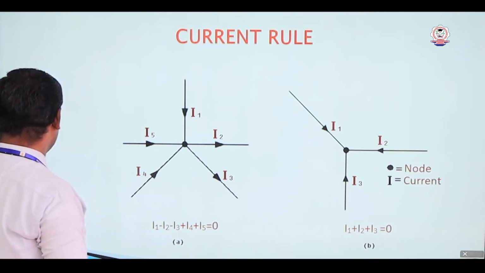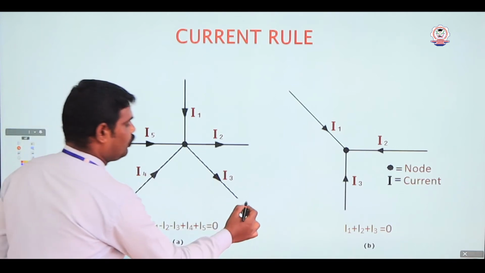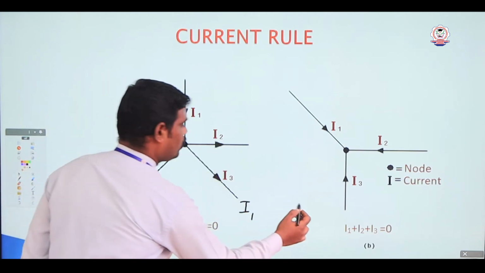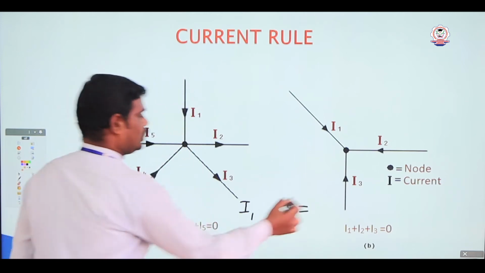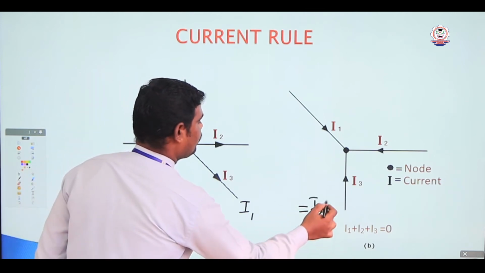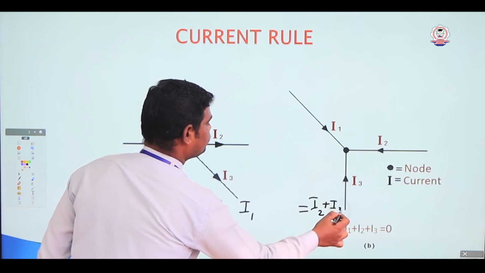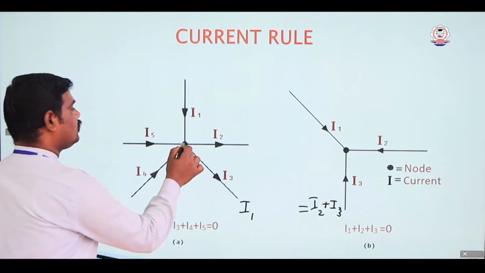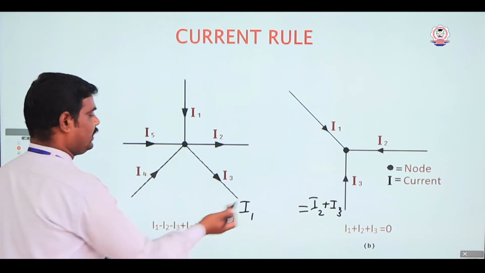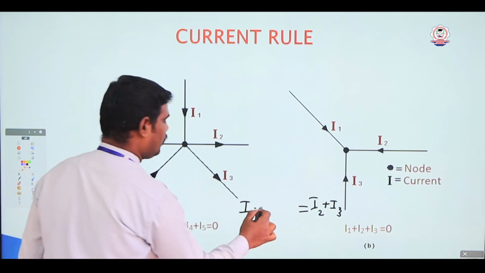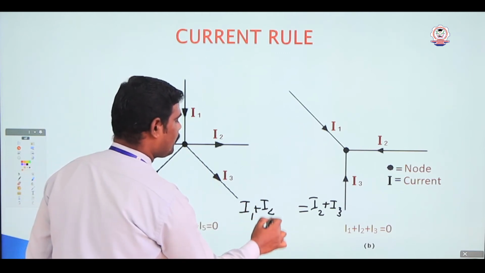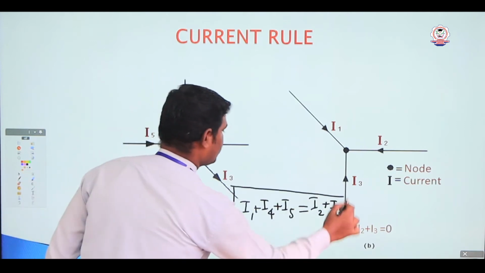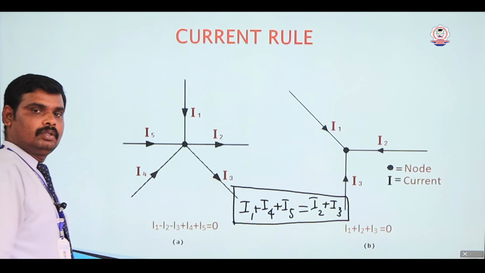Or the same equation we can write: I2 and I3 are leaving, so you have to write them on the right hand side, I2 plus I3. These are the incoming currents, which means towards the junction, so you have to write them on the left hand side: I1 plus I4 plus I5. So this is another equation for this circuit, okay.